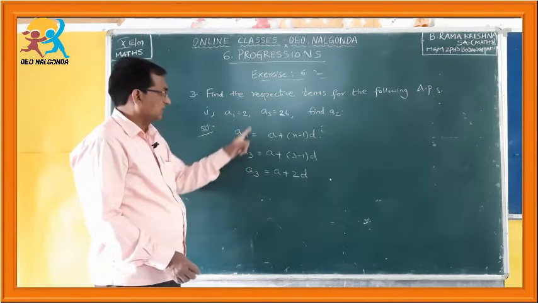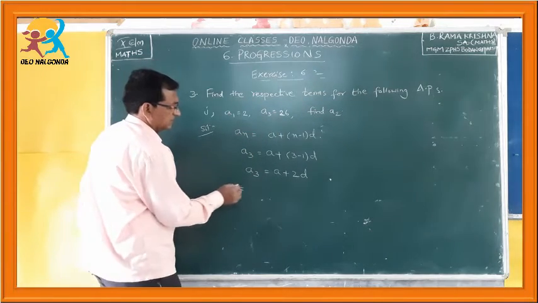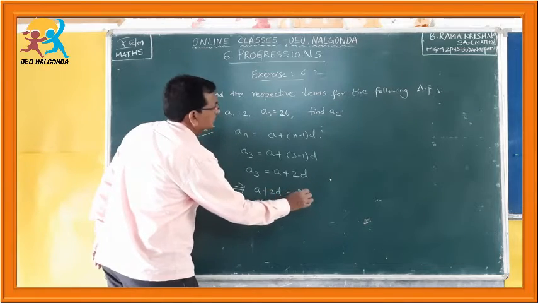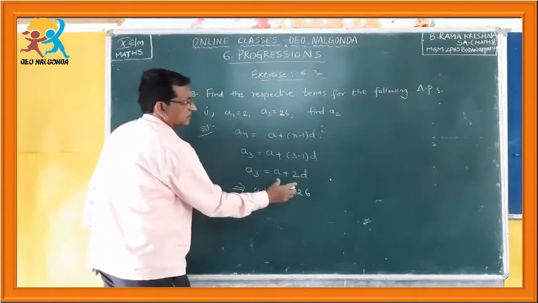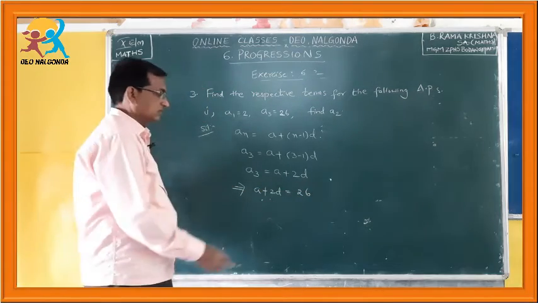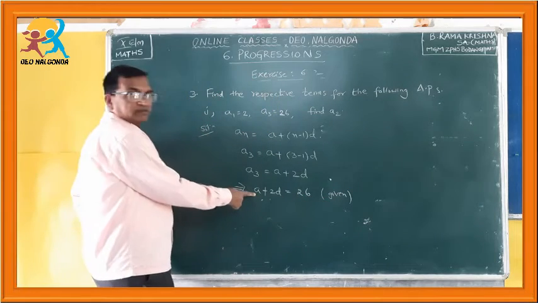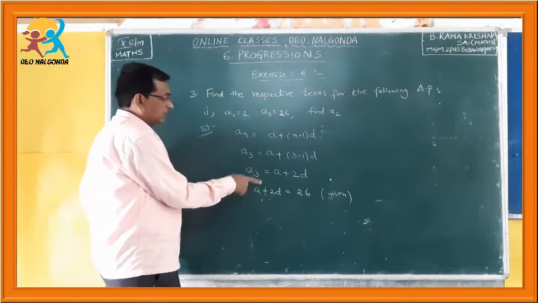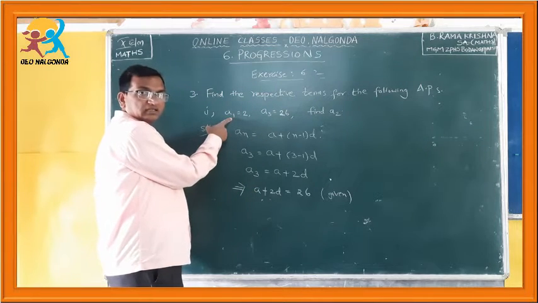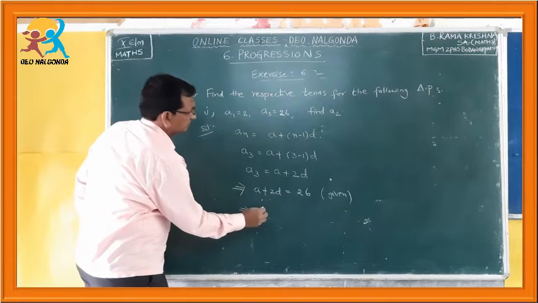Using this, since the A3 value is given, you can write A plus 2D is equal to how much? 26. A3 is nothing but A plus 2D, and A plus 2D is nothing but 26, as given. Now substitute the value of A. Where do you get this A? A1 is given. A1 is nothing but A. So substitute the value of A.